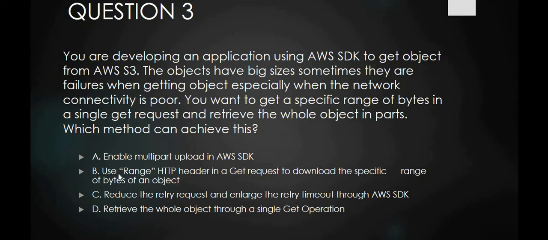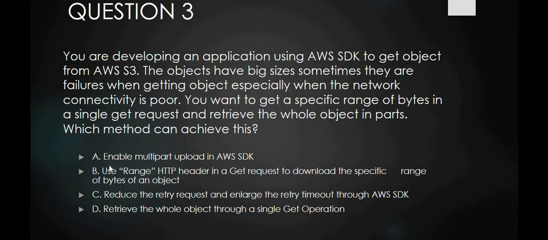Option B says use range HTTP header in a GET request to download the specific range of bytes of an object. This is the answer. You can use range HTTP header in a GET request, and you can do this when you are using AWS SDK. Depending on the language that you are using, the implementation will differ. You can be using Java, PHP or .NET or any other programming language, but this is the answer. You want to use range HTTP header in a GET request to download the specific range of bytes of the object that you want to get.